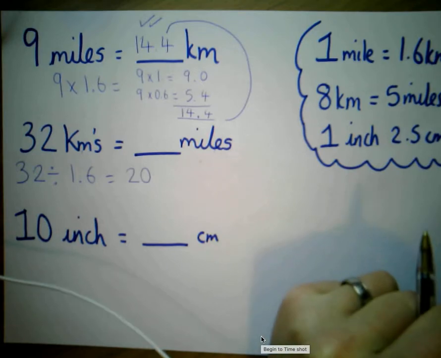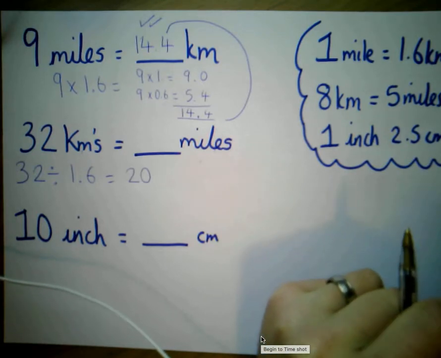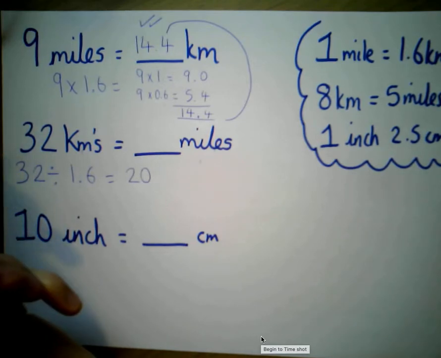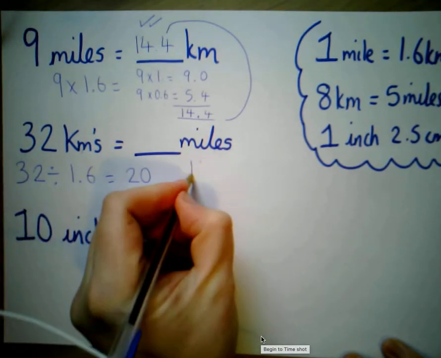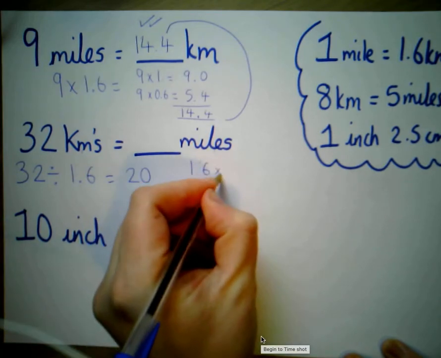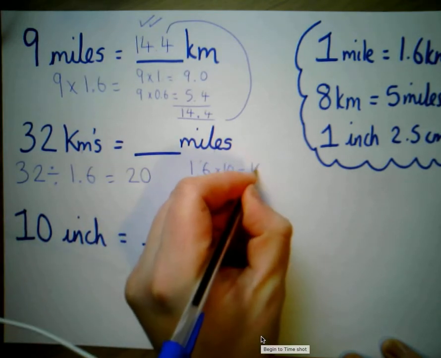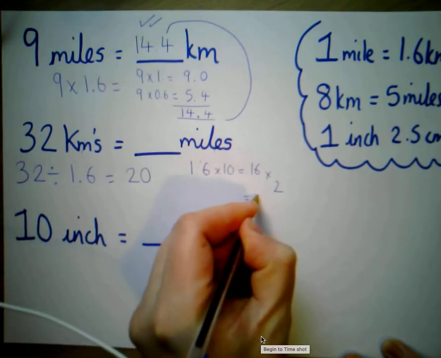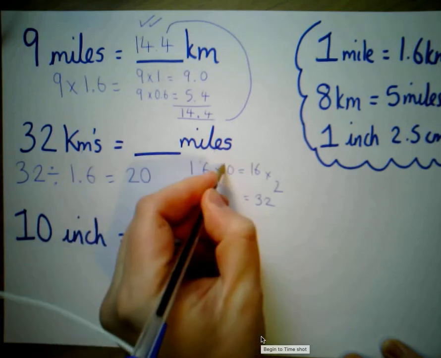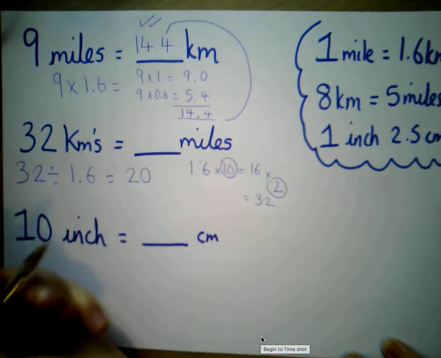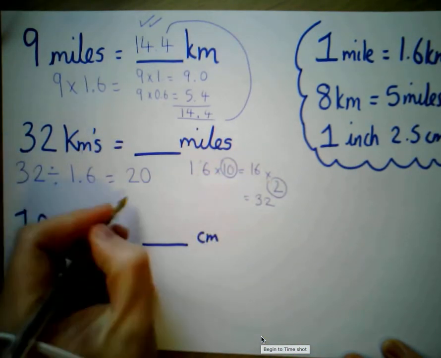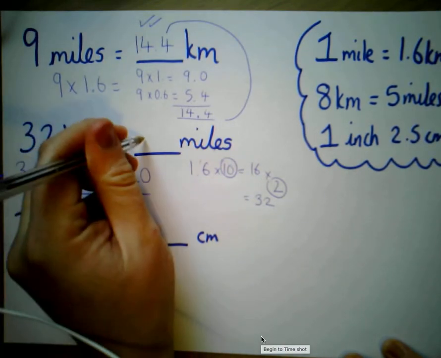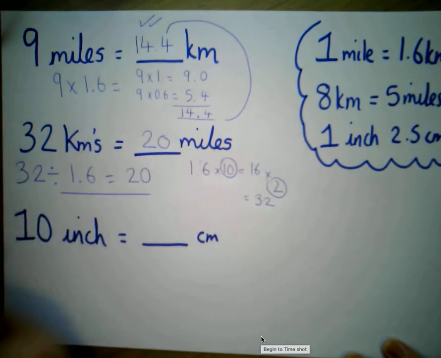Okay. Another way you could do it is you could multiply back up. 1.6 times 10 equals 16, and if I do 16 times 2, I get to 32. And if you times those two numbers together, you get 20. Whichever way works for you, I prefer this method. All right. So it was 20 miles.